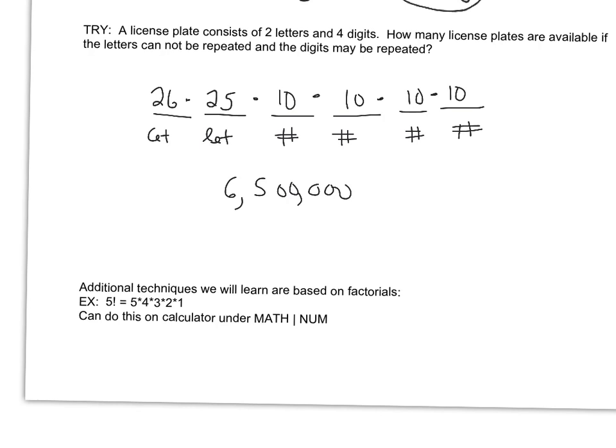There is a factorial sign under your math number menu on your TI calculator. If you hit math and go right to your number menu, you'll find your factorial. Under that same menu, you'll also find the permutations and combinations we will talk about on the next page.